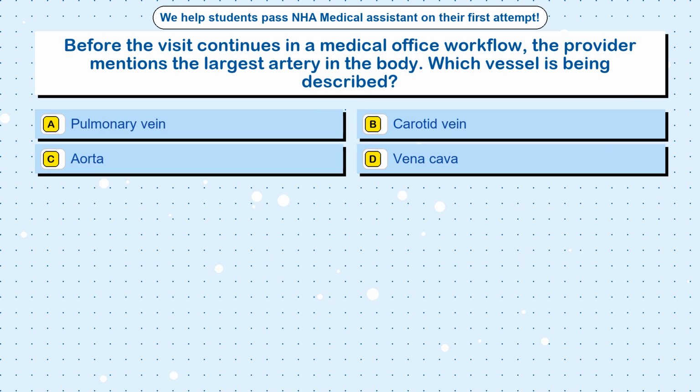Question 95. Before the visit continues in a medical office workflow, the provider mentions the largest artery in the body. Which vessel is being described? Option A, pulmonary vein. Option B, carotid vein. Option C, aorta. Option D, vena cava.